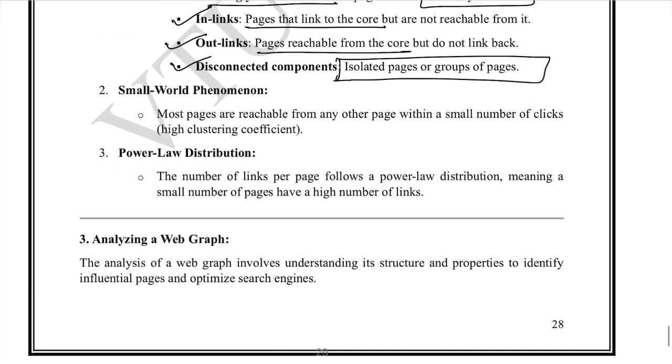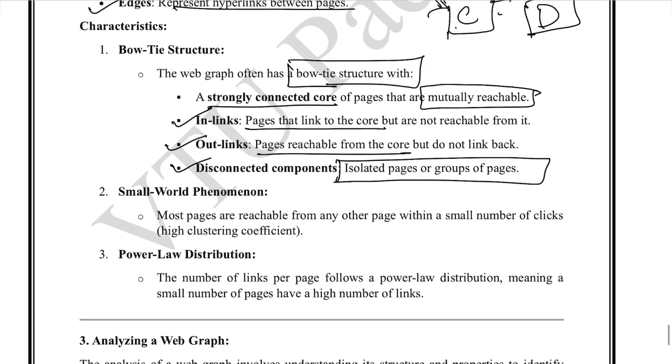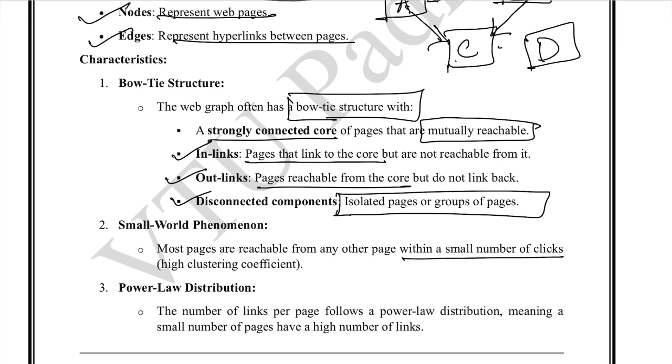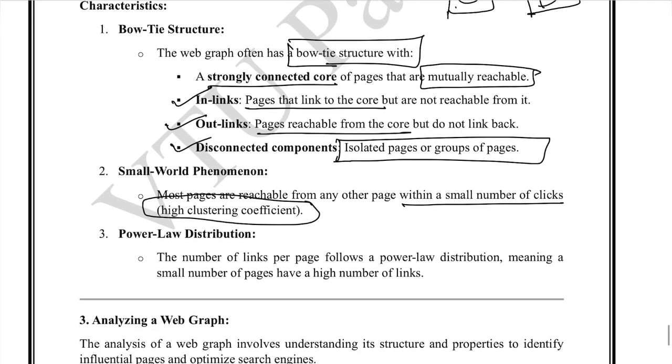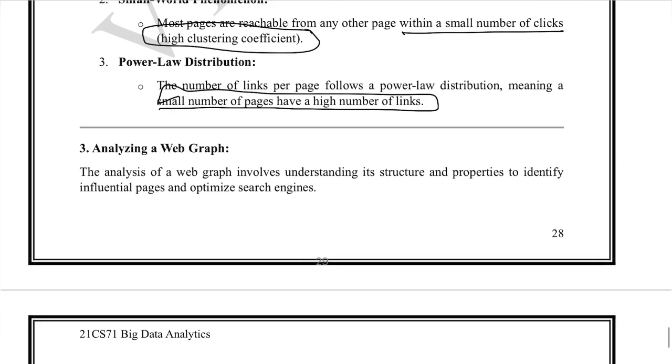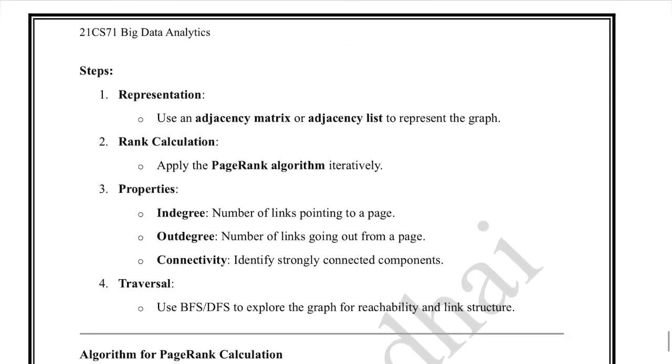Small world phenomena: most pages are reachable within a small number of clicks, also when they have a high clustering coefficient, while some may take a lot of time to load. Next is power law distribution. Power law distribution mainly says that a smaller number of pages will have a high number of links. Next is analyzing a web graph. How will you analyze a web graph now?